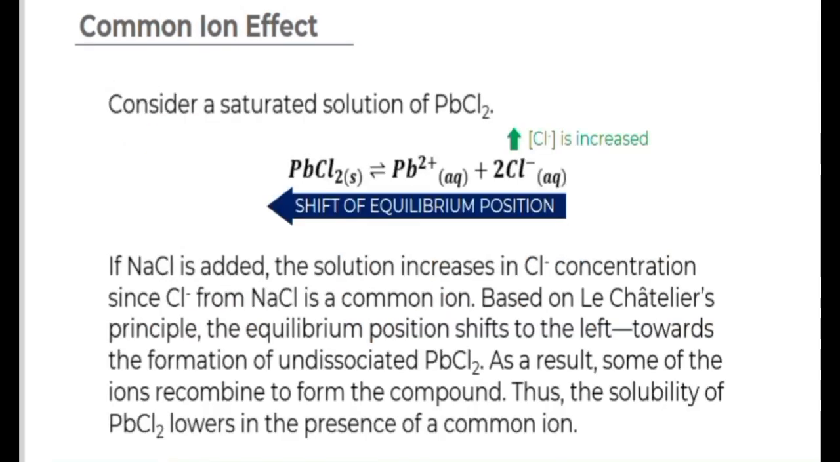Consider a saturated solution of lead chloride. If sodium chloride is added, the solution increases in chloride concentration since the chloride ion from sodium chloride is a common ion. Based on Le Chatelier's principle, the equilibrium position shifts to the left towards the formation of undissolved lead chloride. As a result, some of the ions recombine to form the compound. Thus, the solubility of lead chloride lowers in the presence of a common ion.